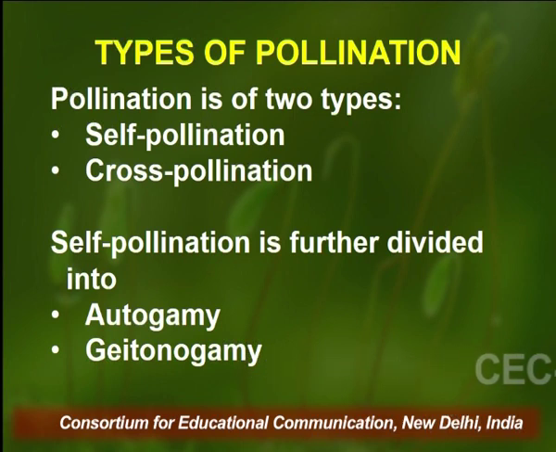Pollination primarily is of two types, like we have been talking so far. It is self-pollination and cross-pollination. Self-pollination is occurring within the same flower. Cross-pollination primarily requires some kind of an agency for the transfer of pollen. Self-pollination can be further divided into autogamy and geitonogamy.